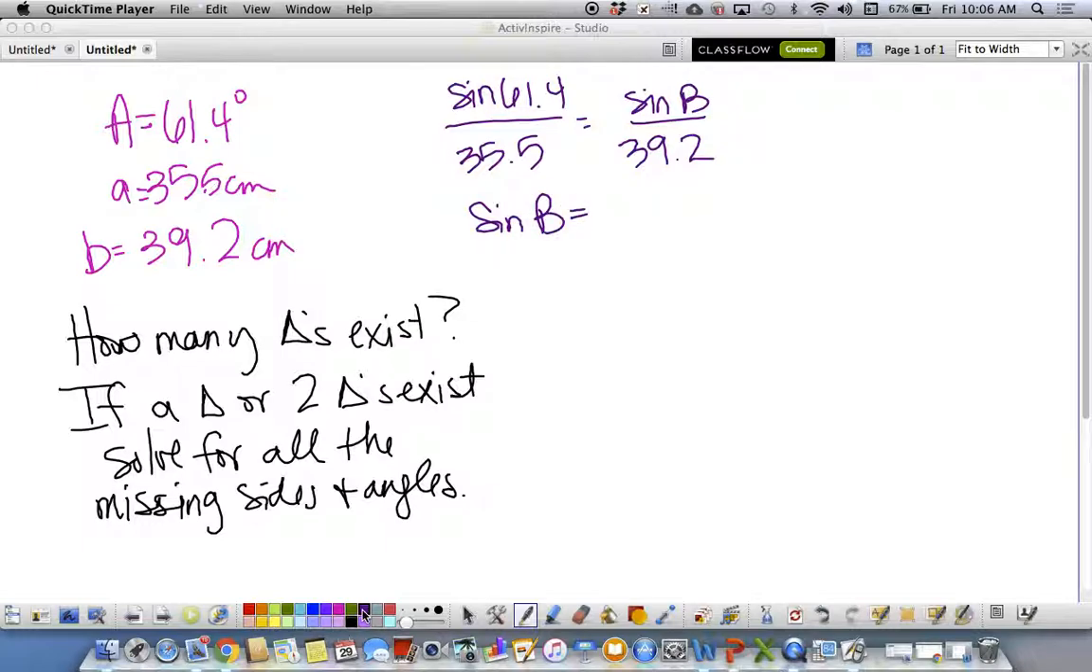Can you tell me what sine B is? Ryan. 0.969, etc. The fact that that number is not above 1 means what? A triangle or multiple triangles exist, so it's not 0. So can you find angle B?